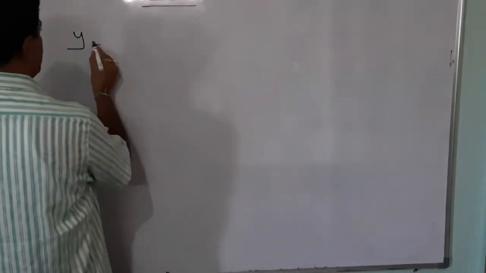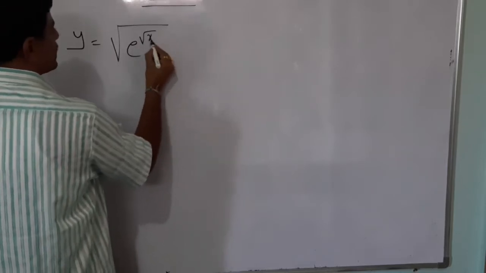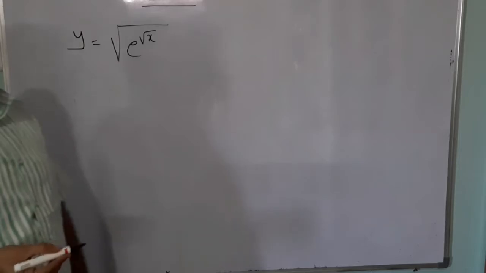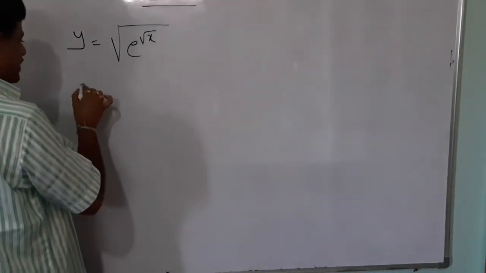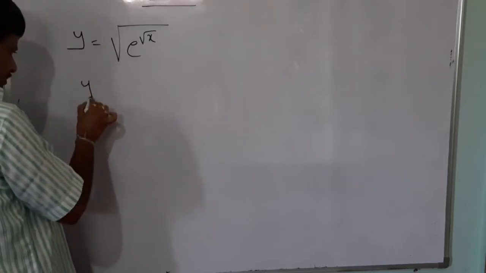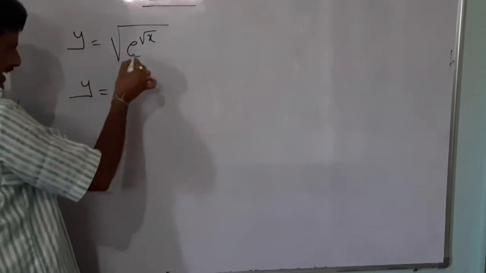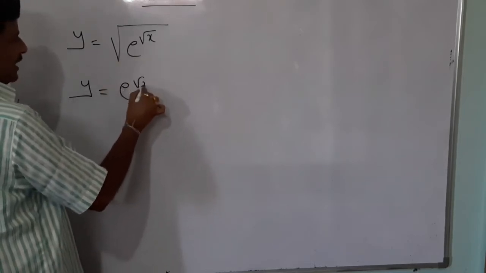y is equal to square root of e to the power of root x. Square root of y is equal to square root of e to the power of root x. Okay dear students, here also differentiate with respect to x. Before that, note one thing: this root can be written as e to the power of root x.